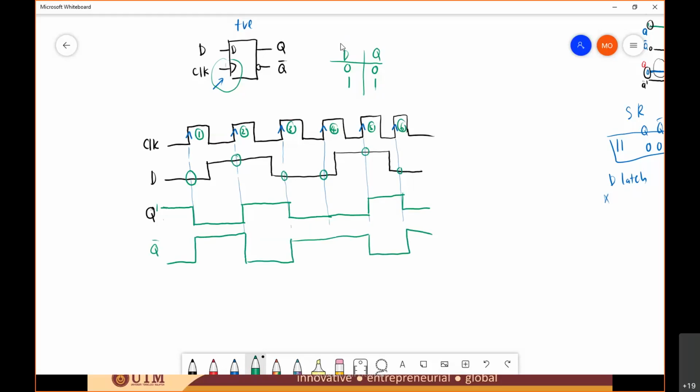Let's say lah, now, the same input D, so now I sambung kepada negative edge trigger. So I need to find out what is my output Z, for example. So this is Z and this is a Z bar.